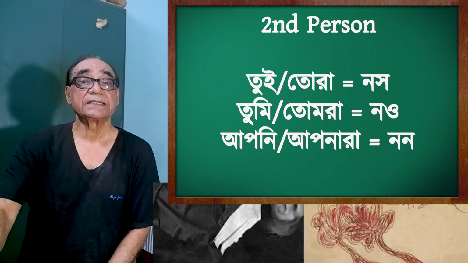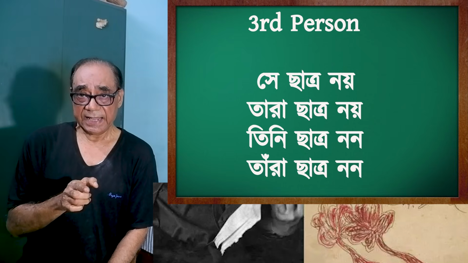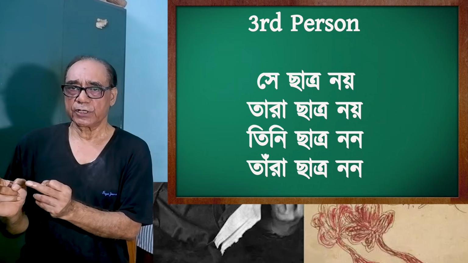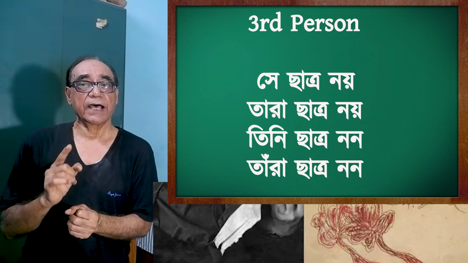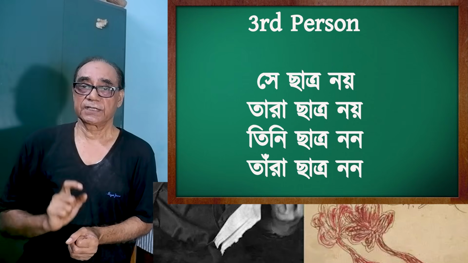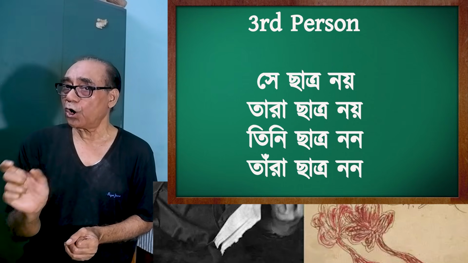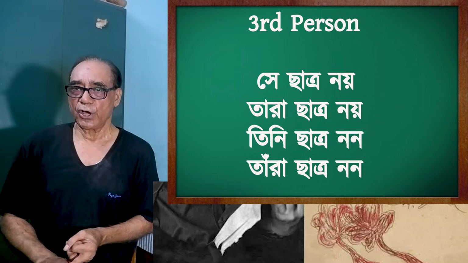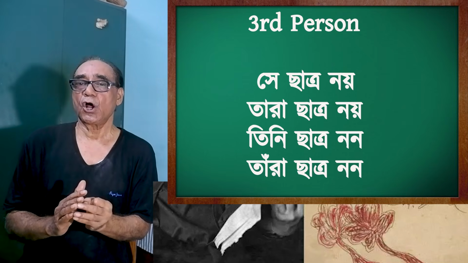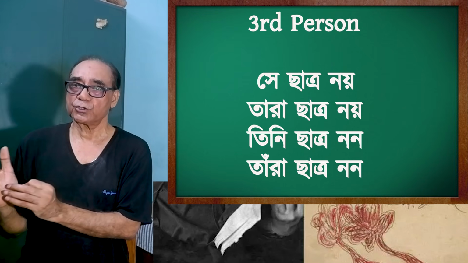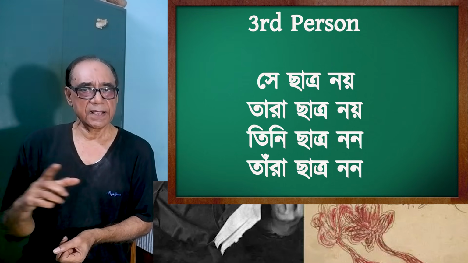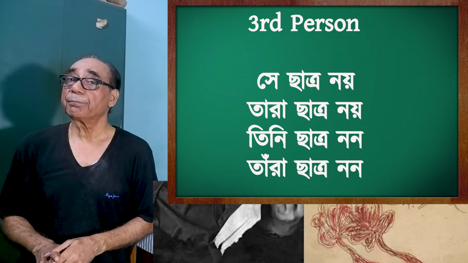Now come to the third person. Se, tara: he, they. He is not a student. Se chatro noy. Now the negative tag is noy. Se chatro noy. Tara chatro noy. That means he is not a student. They are not students. Se khelwad noy. He is not a player. Tara khelwad noy. They are not players.